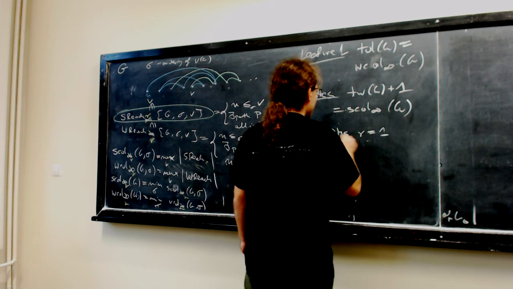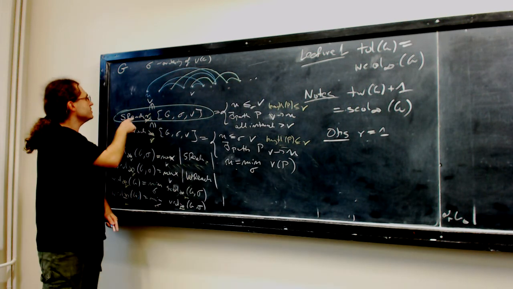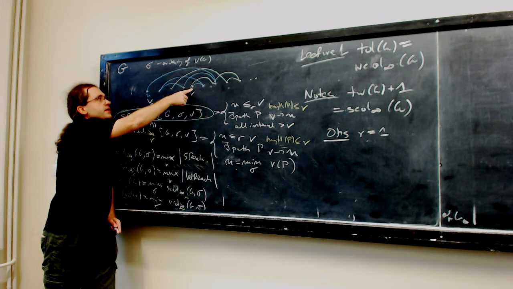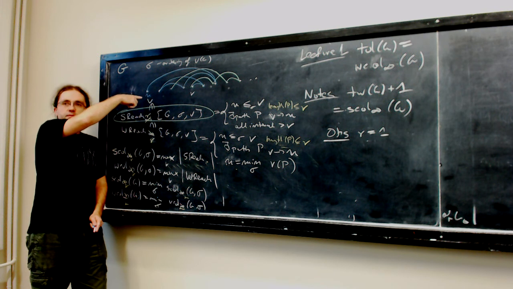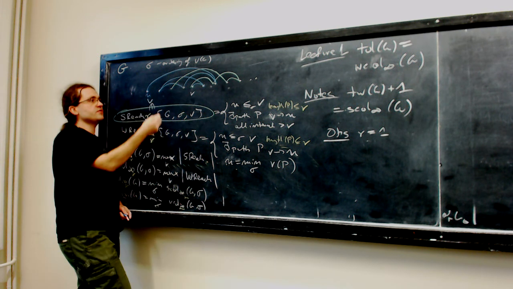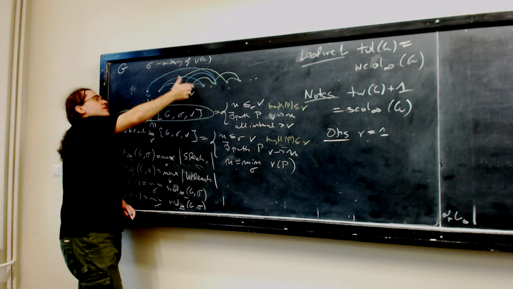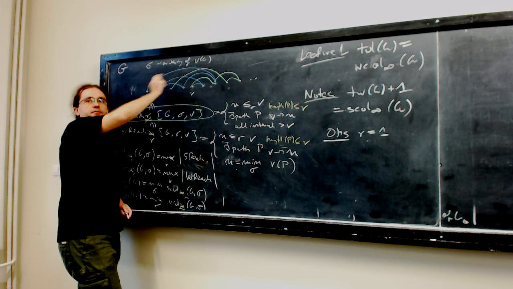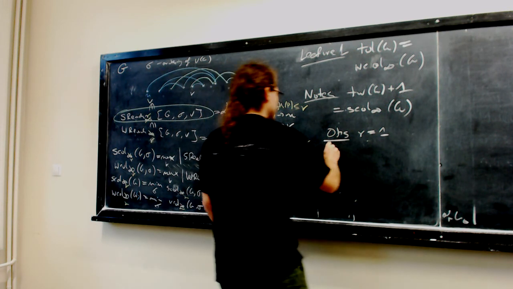For r equal 1, both the strong reachable set and the weak reachable set is the vertex v and all its earlier neighbors. Because the only paths allowed are of length 1, which means there need to be only direct edges going there to somebody earlier.